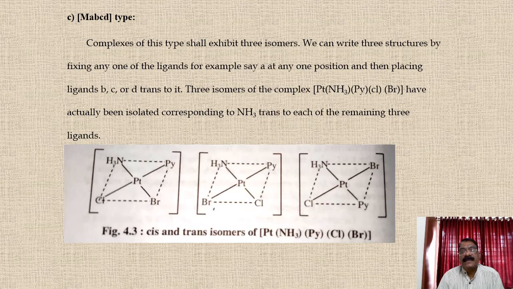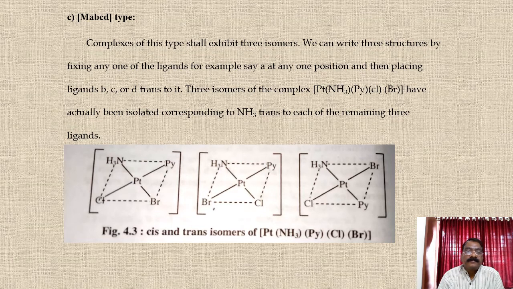For example, say A at any one position, and then placing the ligands B, C and D trans to it. Three isomers of the complex [Pt(NH3)(py)ClBr] have actually been isolated, corresponding to NH3 trans to each of the remaining three ligands.